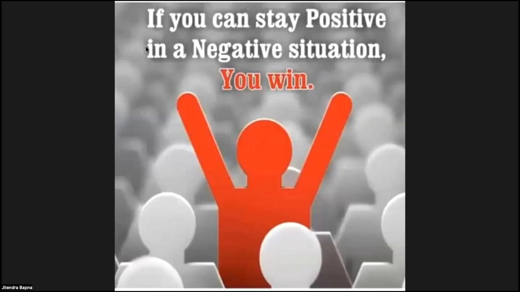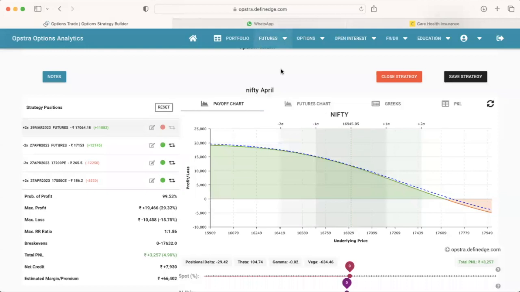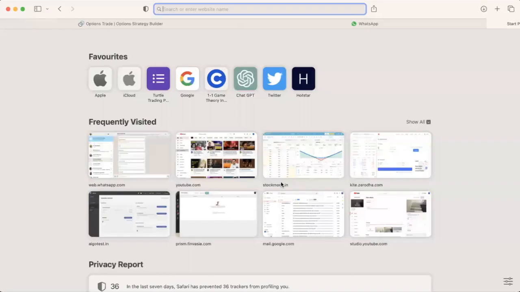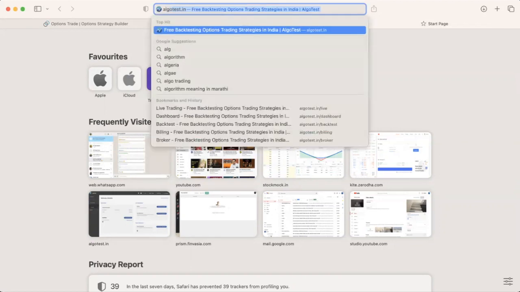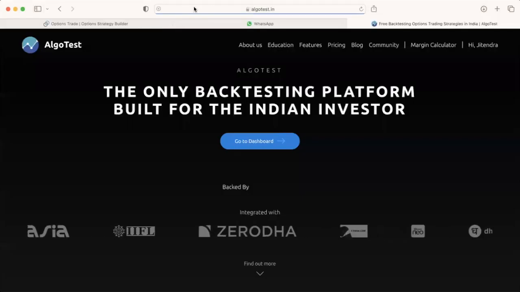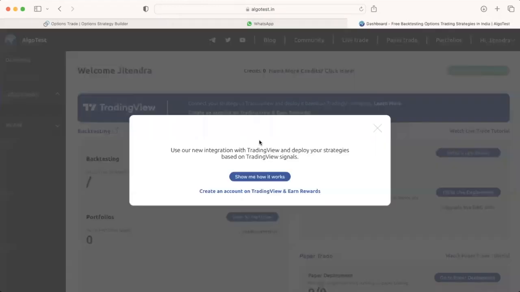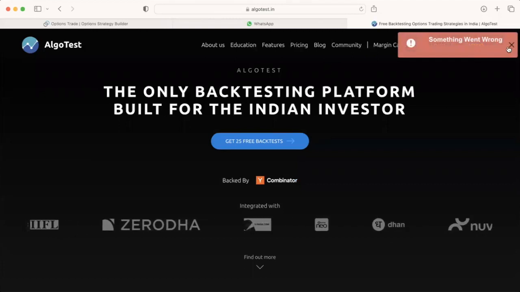Hello, today we are going to learn how to implement Algo. So I'll just share my screen. So the first thing you need to do is go to AlgoTest.in. So once that is done, you need to log in, go to dashboard.